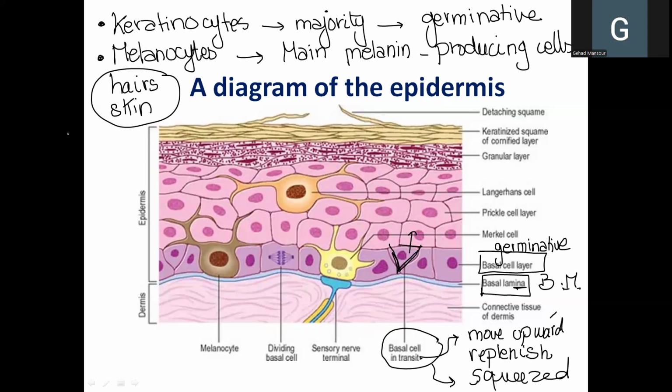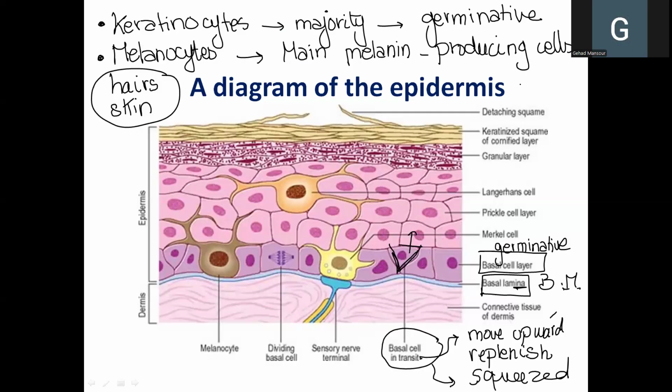So we have shades of skin color that vary from white to black. According to the amount of melanin that you have in your skin, you will have shades of brown in your skin and in your hair. The melanocytes are not only producing melanin for themselves, and that's why they appear brown on the microscopic slide, but they also transfer this melanin.